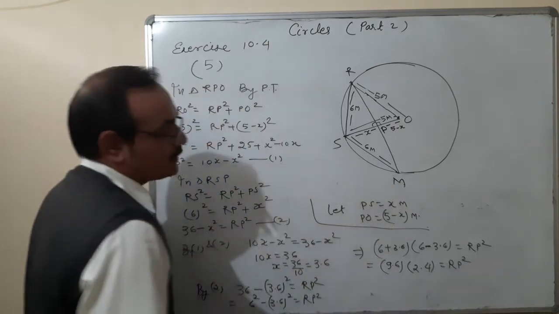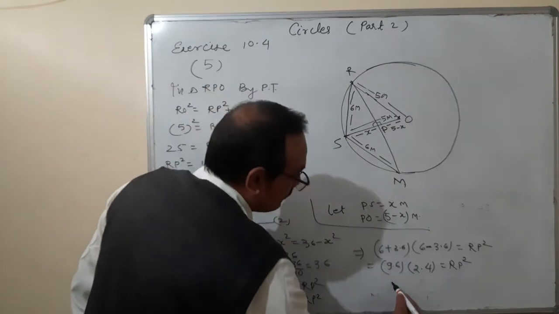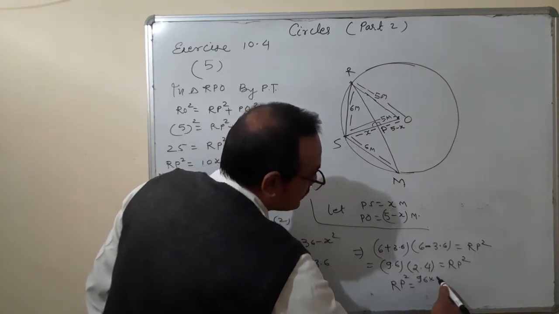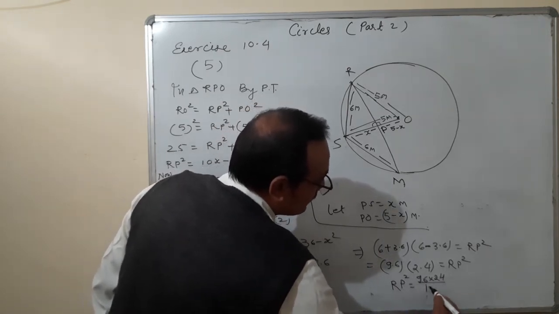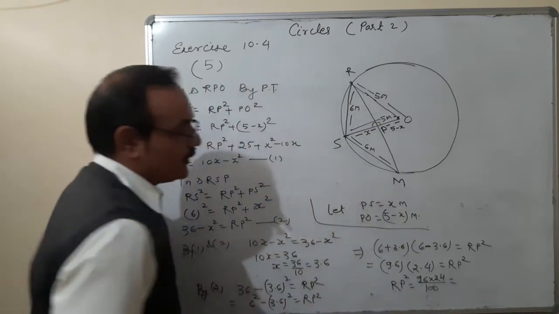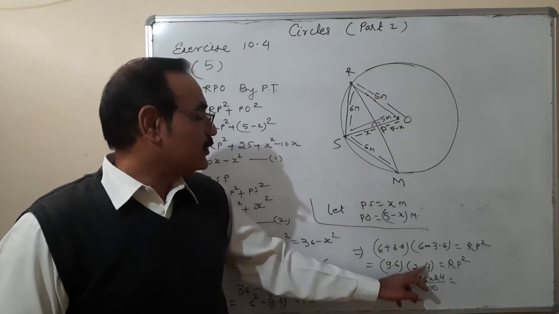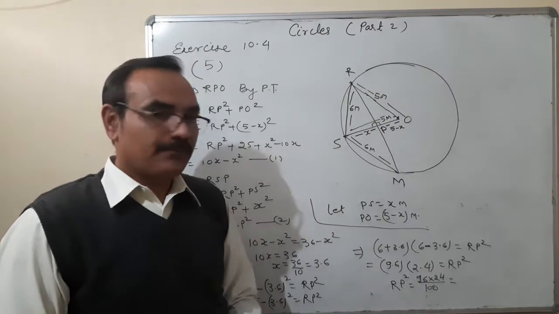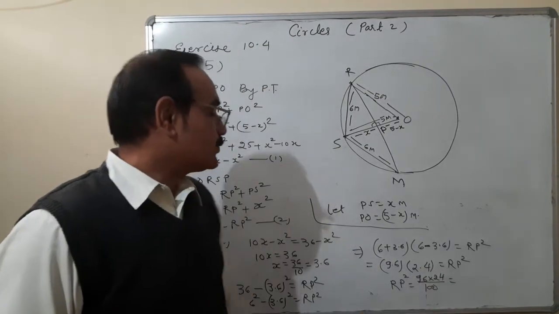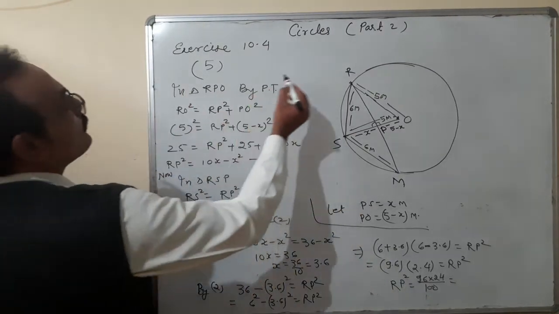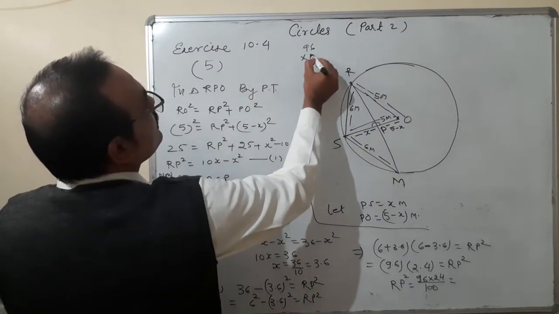square. Okay, so that means RP square is equal to, may I write, 96 into 24 upon 100. When you remove the decimals, 9.6 is 96 upon 10, 2.4 is 24 upon 10. Okay, 96 and 24. I will multiply 96 multiplied by 24.